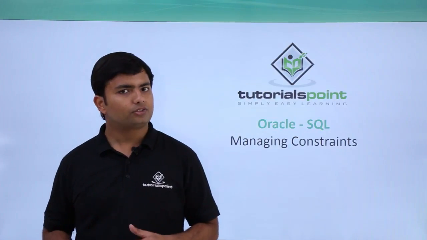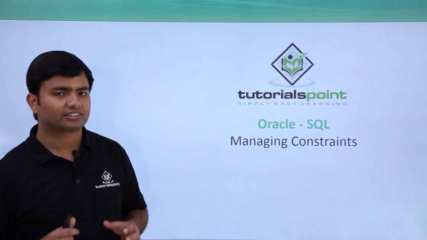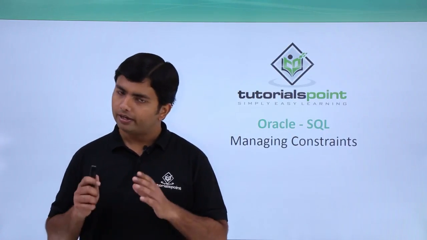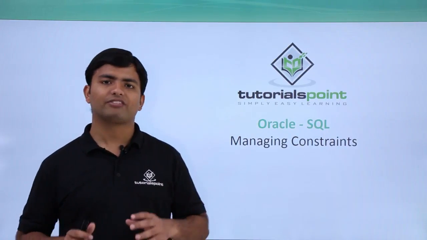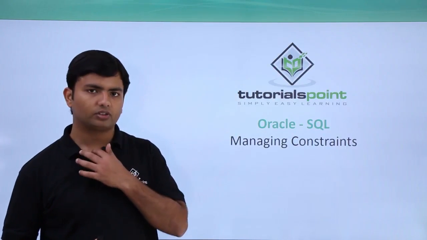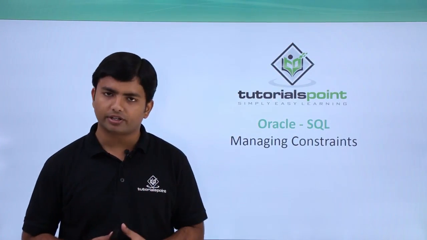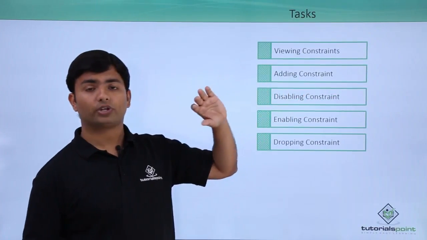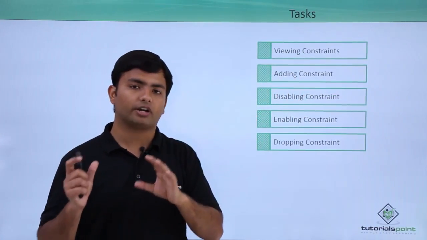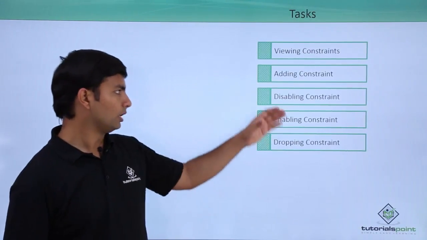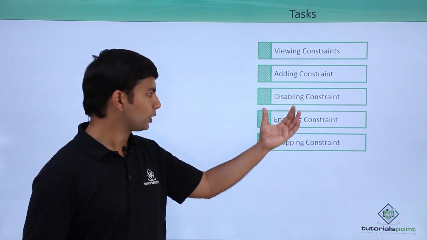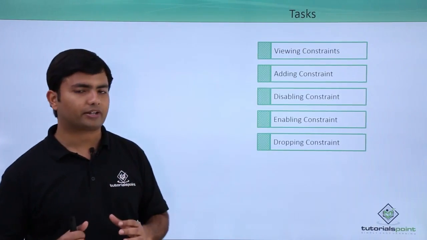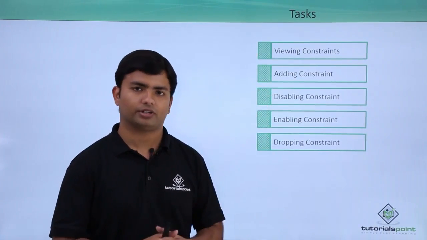So now, since we have covered all the 5 constraints like not null, unique, primary key, check and foreign key, in this video we'll see how we can manage a constraint. Means if a table is already created, then how can we add the constraint at runtime, how we can view the constraint which is already added in a particular table, how to disable that, how to enable and how to drop a constraint. So let's see practically all these operations now.